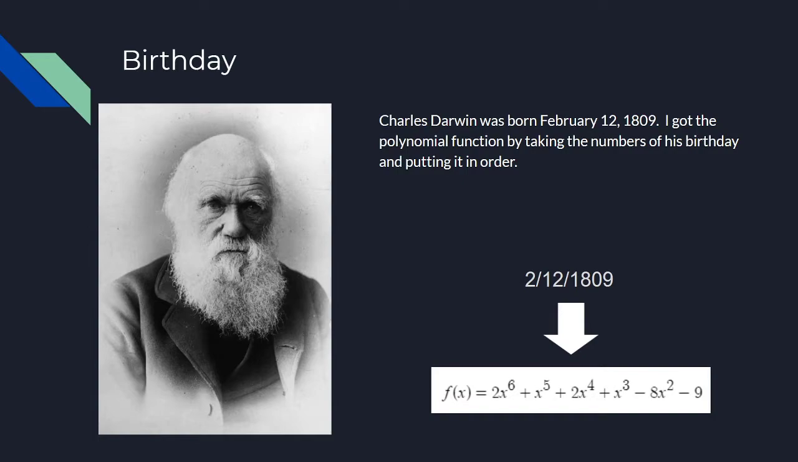Then I took 2 and made it 2x to the 4th power. I took 1 and made it x to the 3rd power. Then I got 8 and made it negative 8x squared, and then I put minus 9. I didn't add 0 into this because I thought it would just cancel itself out.